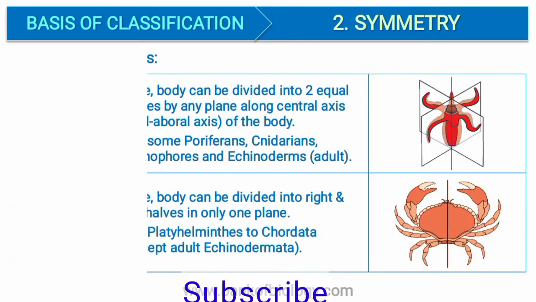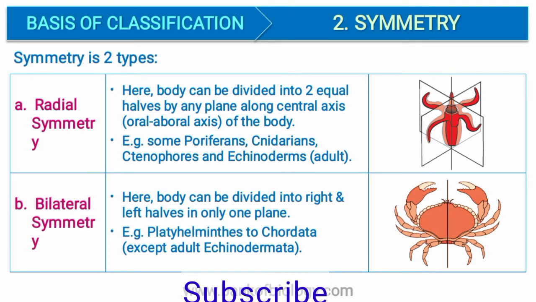Here, in radial symmetry, the body can be divided into equal halves by any plane. We can cut an animal along any plane. For example, some poriferans and cnidarians. In bilateral symmetry, the body can be divided into right and left halves in only one plane. For example, platyhelminths to chordata. In some other animals, we are looking just for the sake of example.